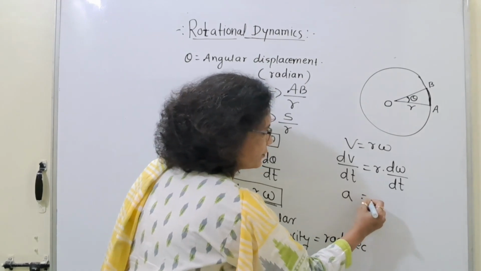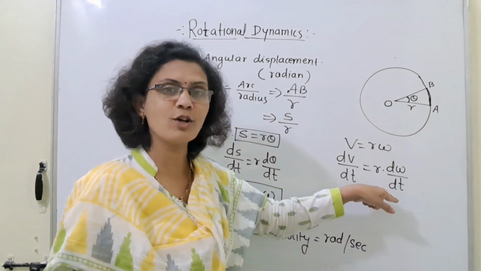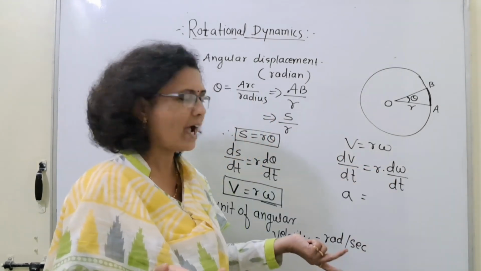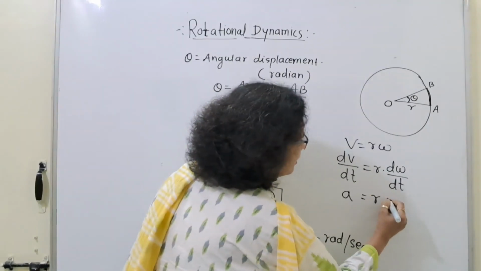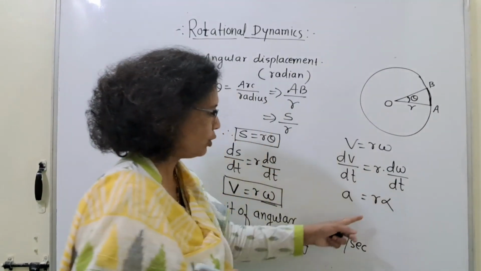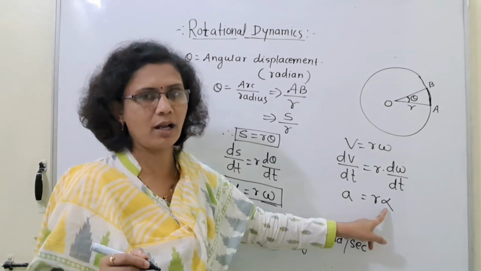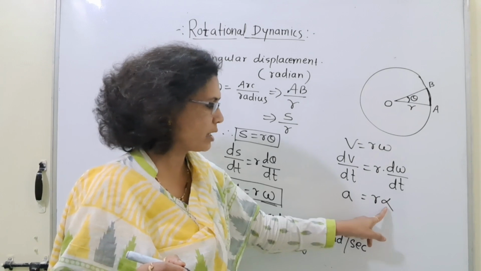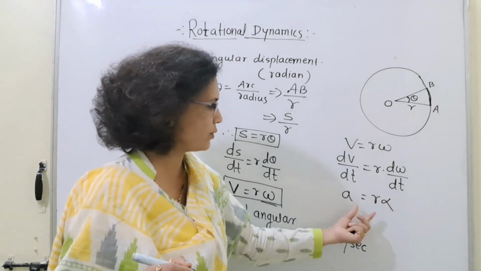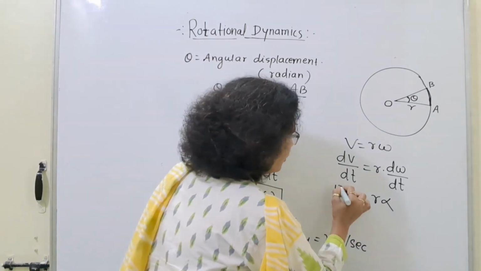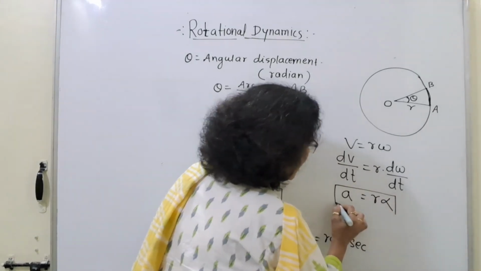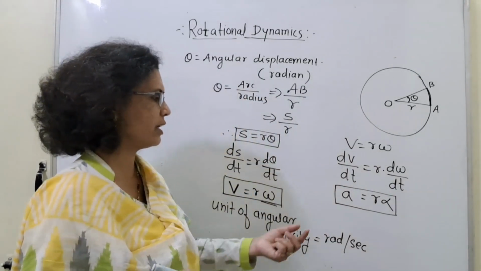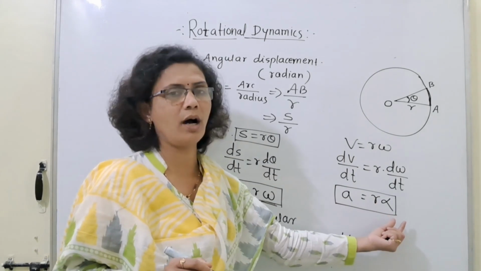That is A. What is rate of change of angular velocity then? It will be angular acceleration. That is R alpha. Angular acceleration, it is denoted by alpha. Linear acceleration A, angular acceleration alpha. A is equal to R alpha. Therefore, linear acceleration and angular acceleration have the relation A is equal to R alpha.